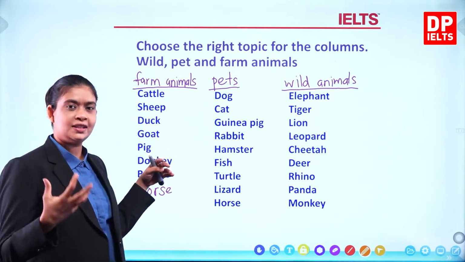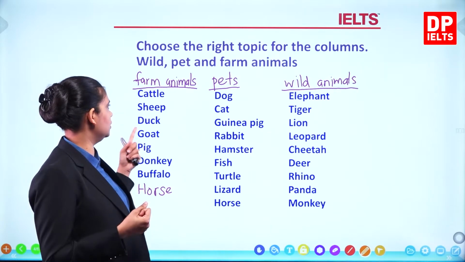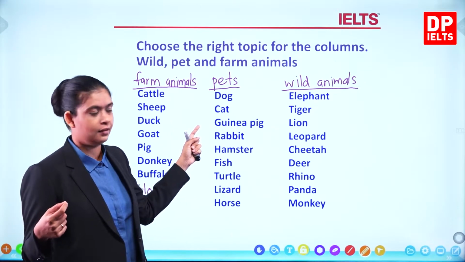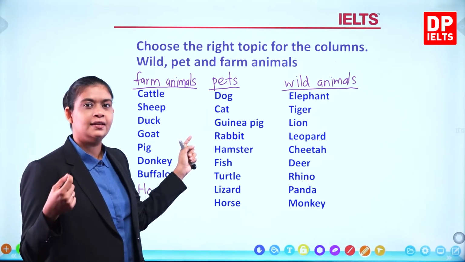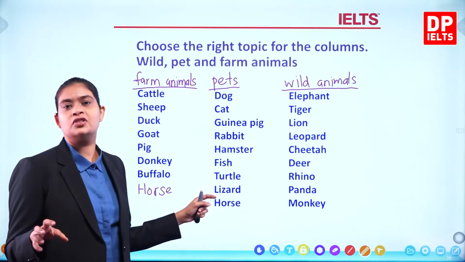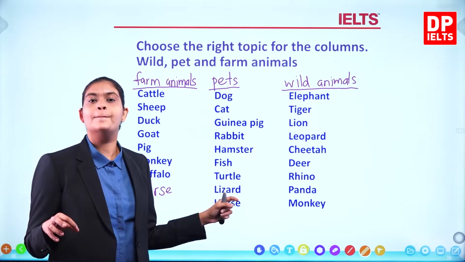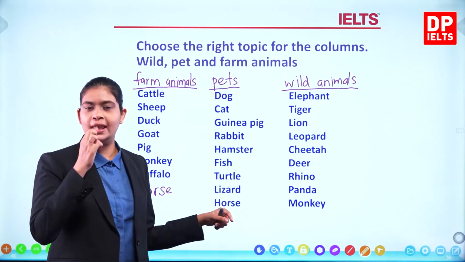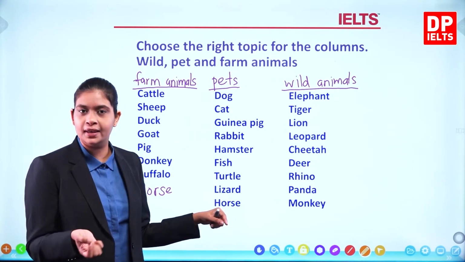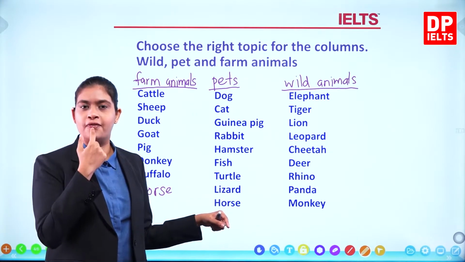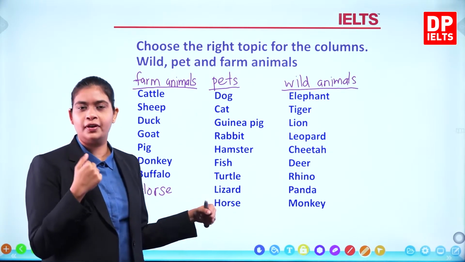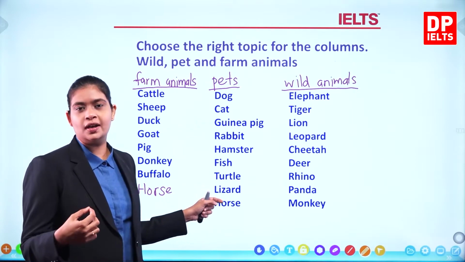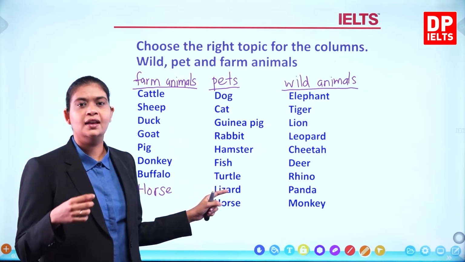So let's go through the pronunciation again. Dog, cat, guinea pig, rabbit. Hamster. Now don't say it like that, it's fish. Not P, it's an F. P is for pig. P. Can you see? My lips are together. P. Pig. Guinea pig. But when saying F, can you get that sound? Okay. Fish. Turtle. Lizard. Z. Lizard.